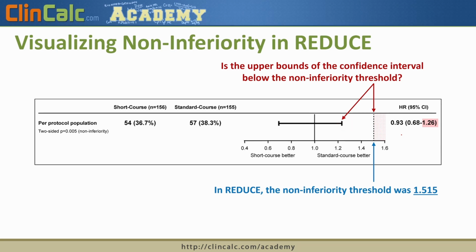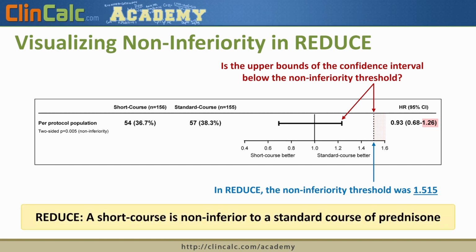So this would mean that we've proven non-inferiority in our trial because our worst value in our confidence interval is still lower than 1.515, our non-inferiority margin. Based on that, because we're less than 1.515, the REDUCE trial concluded that a short course, 5 days of prednisone, is non-inferior to the standard course, 14 days of prednisone.